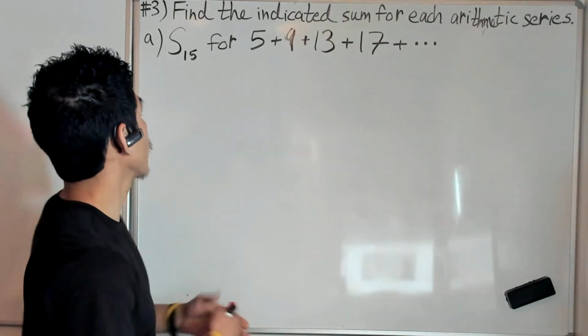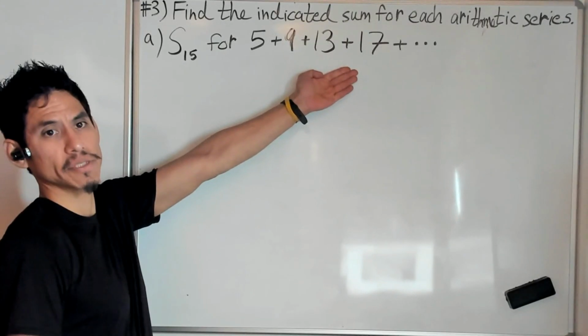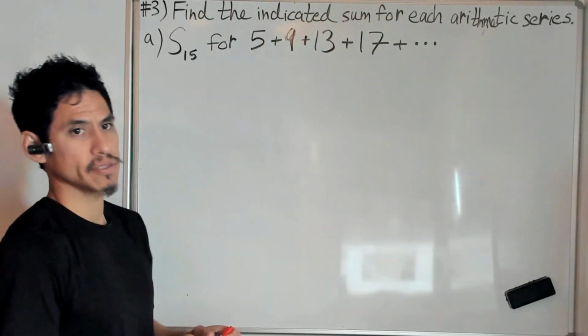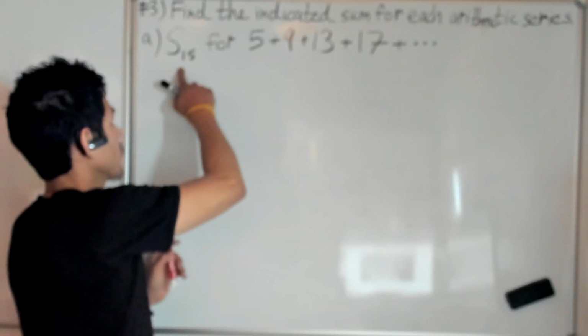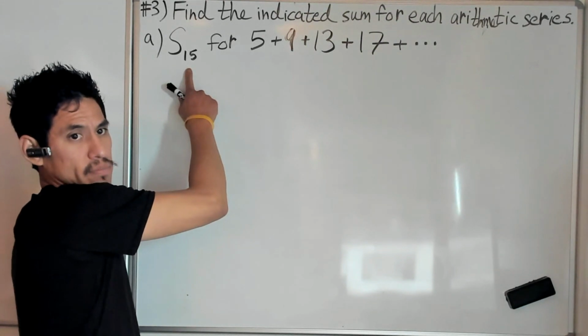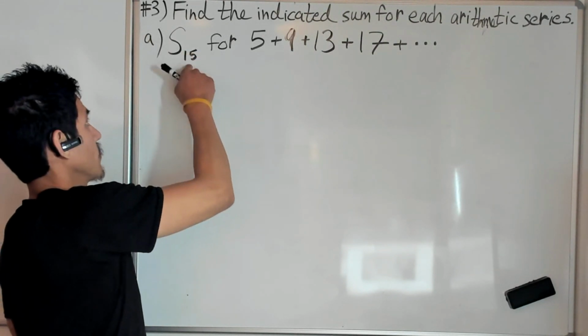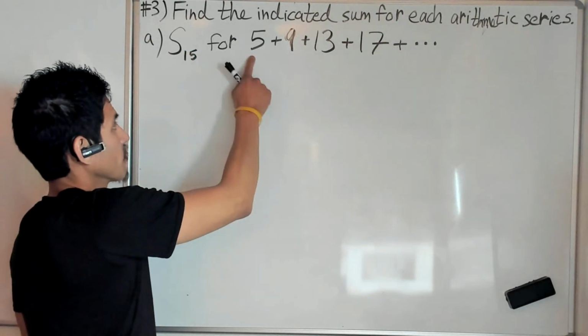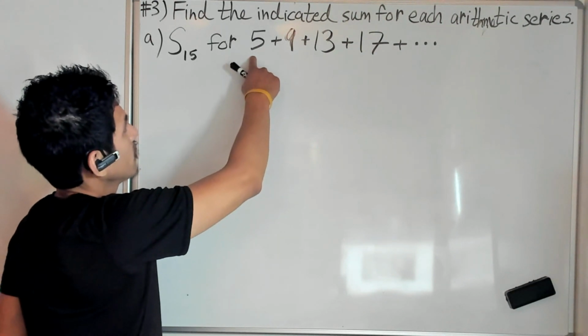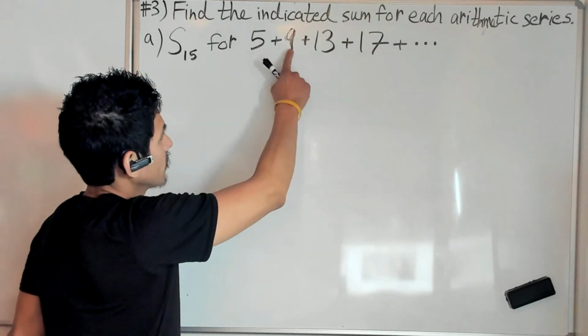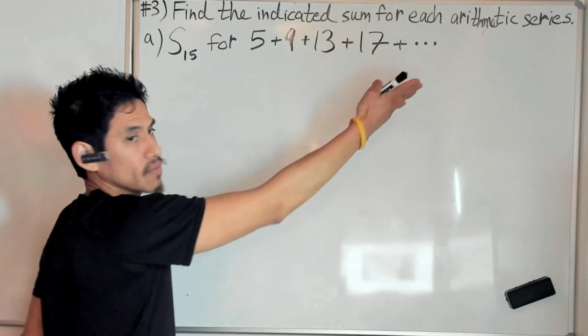Alright, I'm going to go over how we find the sums of arithmetic series. So for this first one, we want to find the sum of the first 15 terms. That's what this S sub 15 means. And we're given that the sequence is 5, 9, 13, 17, and so forth.